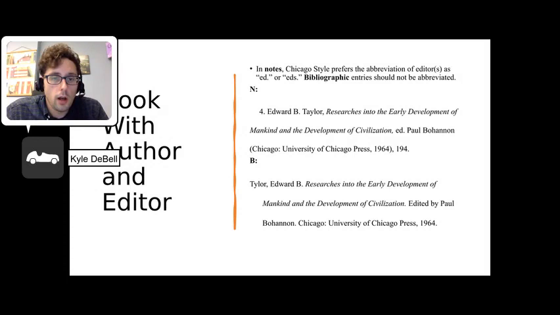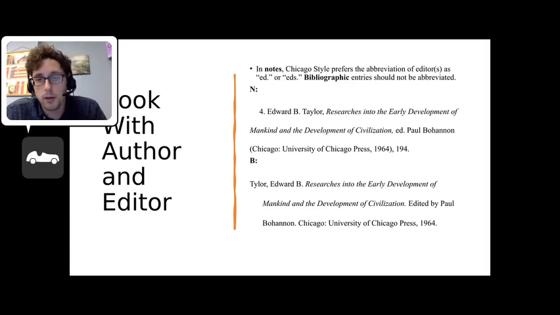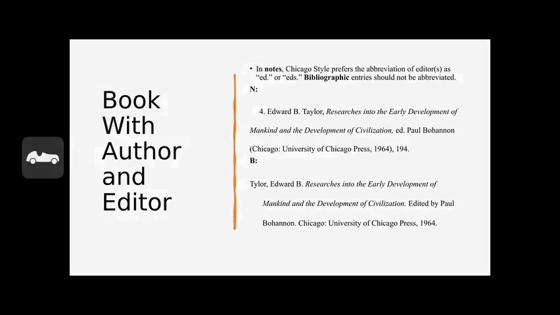Okay, so how to cite books with authors and editors. In the footnote or endnote, you will want to abbreviate the word editor. If it's a singular editor, you abbreviate it to just ed period, or if it's multiple editors, you abbreviate to eds period. In the bibliographic entry, you spell it all out. There is no abbreviation with editor at that point. So that's a little bit on how to cite books with authors and editors.